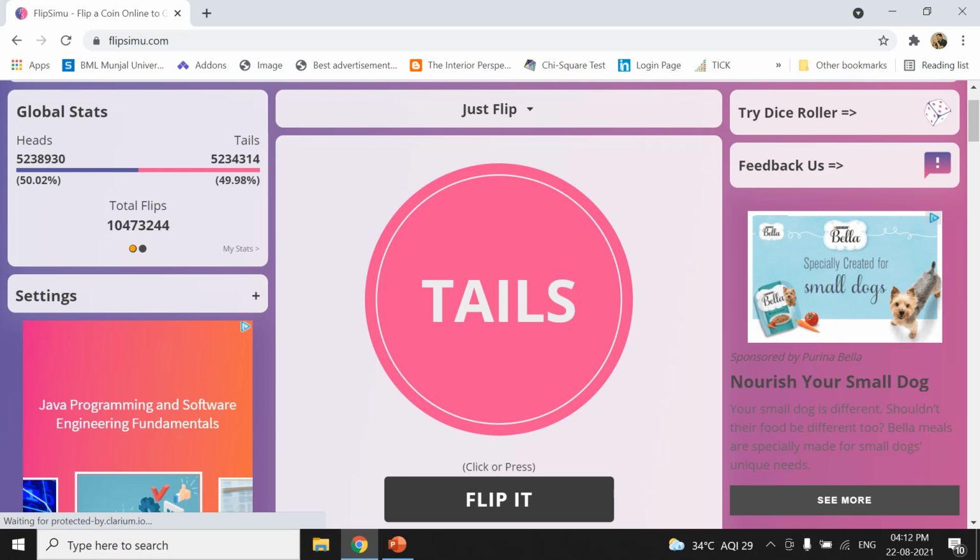So the number of heads is around 5.2 million. Similarly, the number of tails is also equal to 5.2 million with very slight differences. So the percentage of heads obtained by this emulator is around 50.02%. And the percentage of tails which were obtained, the flips, were 49.98. What does it tell you?